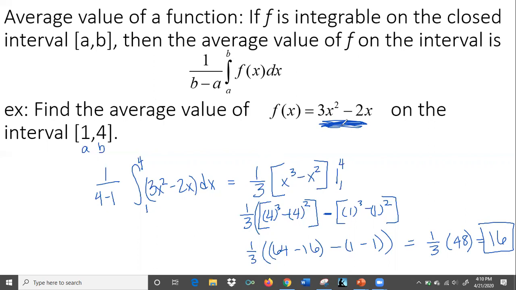Okay, again, that's just a general formula. So we talked about 3 things today. We talked about the fundamental theorem of calculus, talked about the mean value theorem briefly, we talked about the average value of a function briefly. All 3 of these things are very, very important within the rest of this unit.